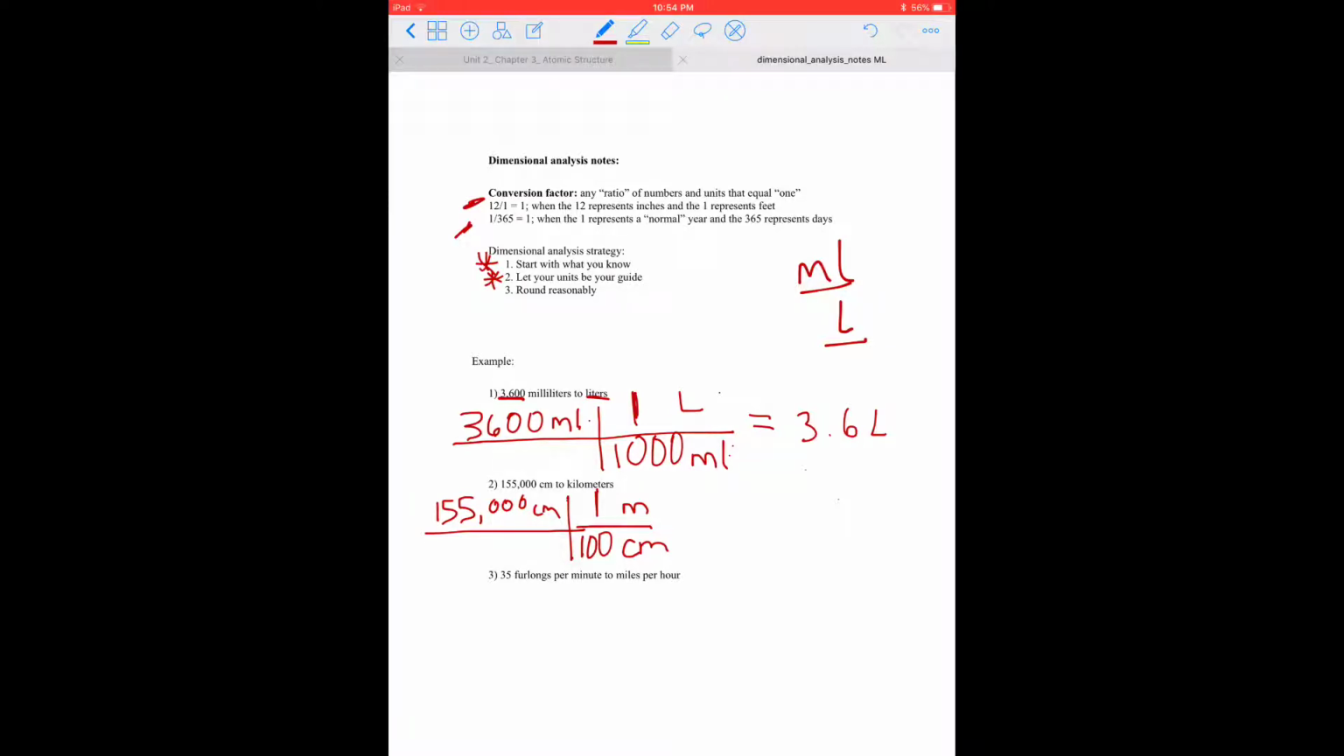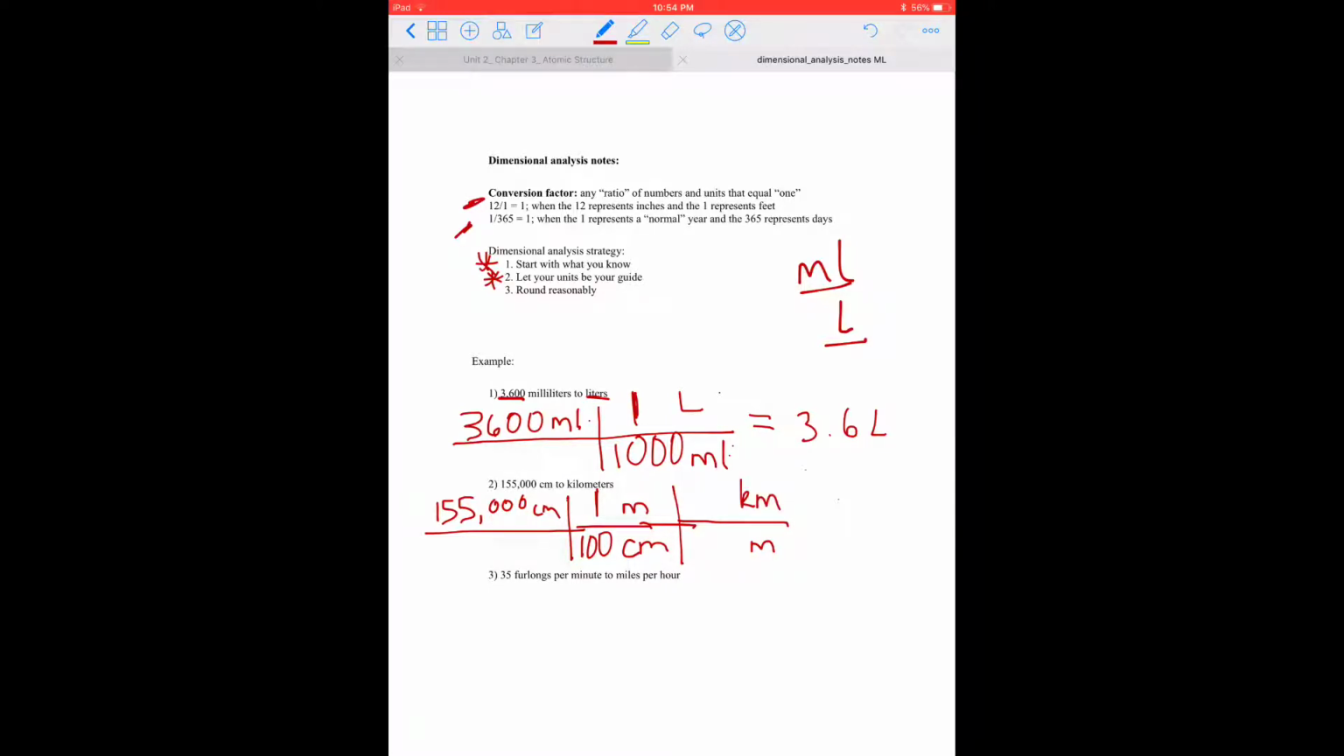Now our question asked us to convert to kilometers. So we're not done here yet. We have to draw another fence and rail and continue on with our problem. Now we want to do the same thing here. We've got meters up top, so we also want to put meters on bottom here. But now we can go to the unit we're converting to, which is kilometers.